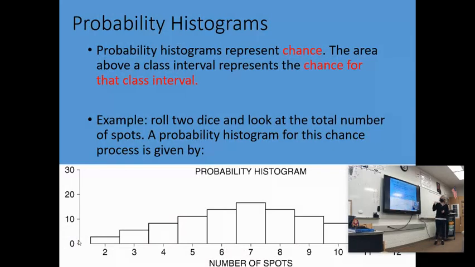Well, now probability histograms, they represent chance. Those that we drew represent just data. We have this data, graph it. Probability histograms represent the chance of something happening. And then the area above the interval represents the chance for that specific interval. Represents what? Tell them, guys.